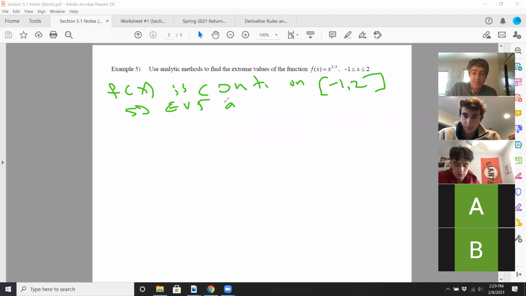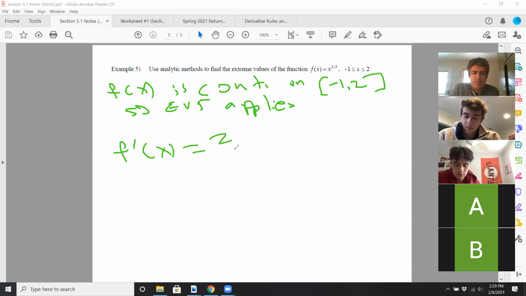Or you can start by saying f of x is continuous on the closed interval -1 to 2 because EVT applies. I'm not going to care too much about that, but make sure you tell me the continuity on the closed interval part and that EVT applies. Make sure you tell me that. Okay. Then let's take the derivative.